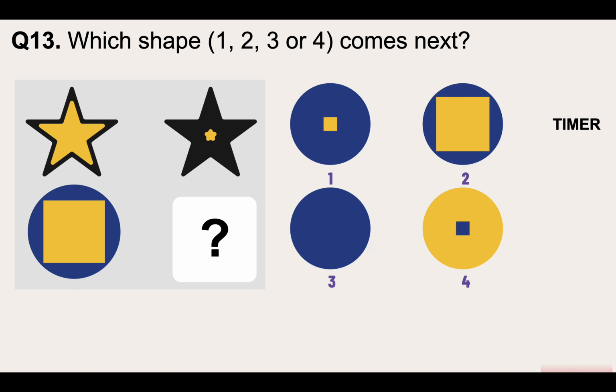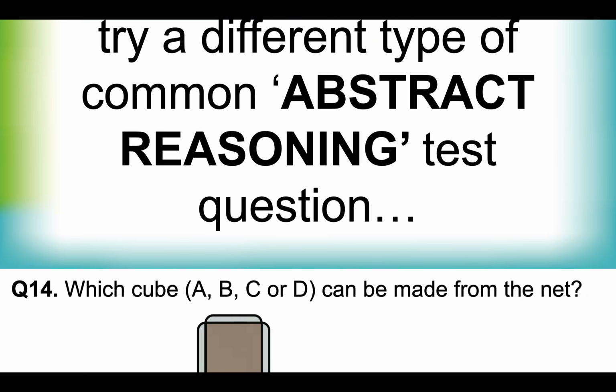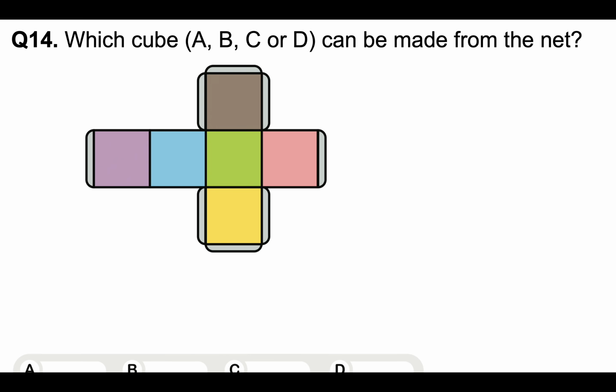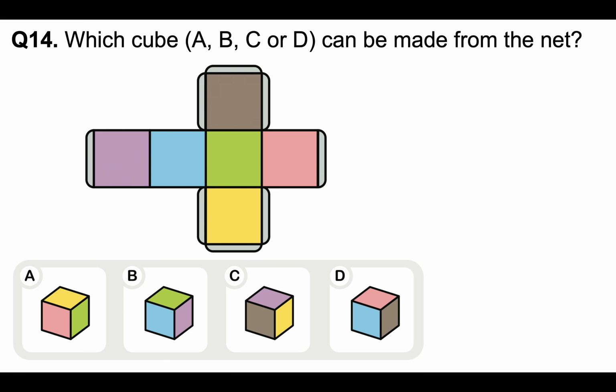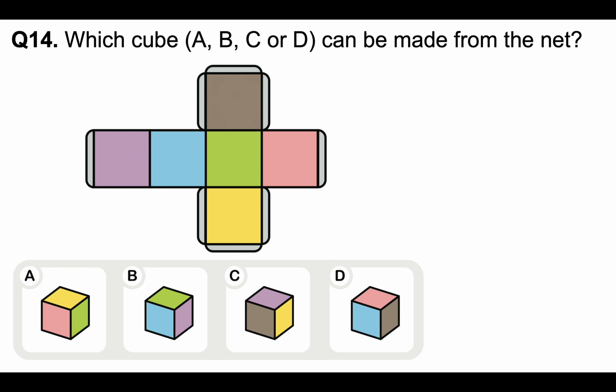And if you are managing to answer all of these in that time limit, you're doing really, really well. So let's now move on and try a different type of common abstract reasoning test question. Which cube, A, B, C or D, can be made from the net? So that is the net, okay? And we have to decide which cube, A, B, C or D, can be made from that net.